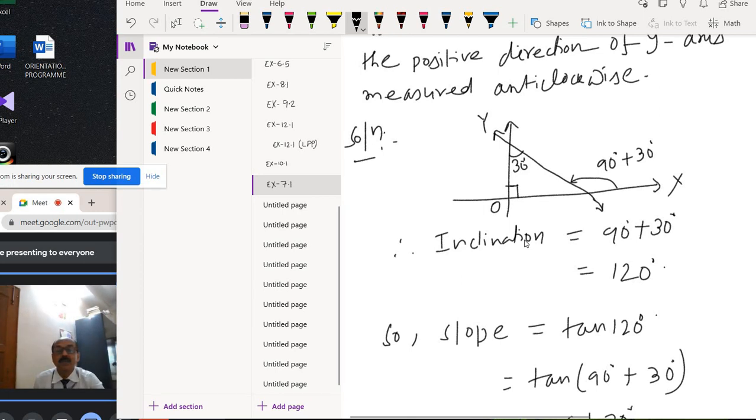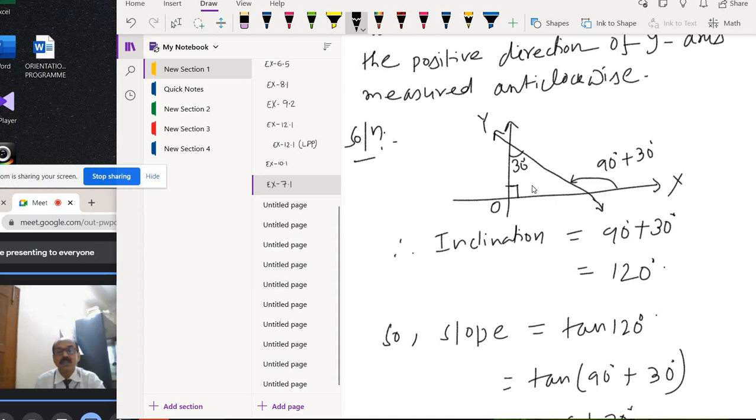It is given with the y-axis at 30 degrees. The angle with the positive direction of the y-axis is 30 degrees, it is given in the question. Now, what is the angle of this? This is the inclination, this is theta actually, with the positive direction of the x-axis.